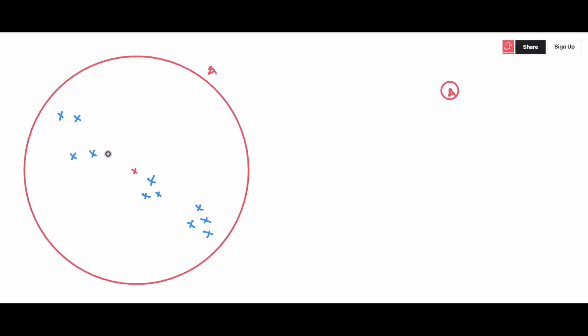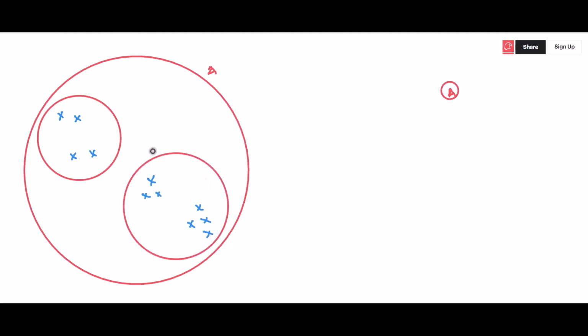Now it will again calculate the farthest point. This point will be the farthest point, and this will be the second farthest point. With these two distances as the diameter, it will again draw respective spheres. It will organize these data points in separate spheres now. So it will be something like this.